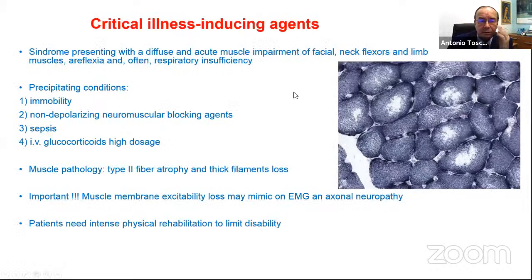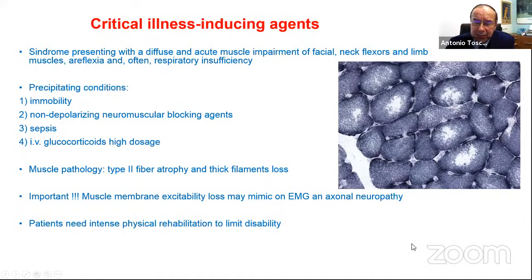And you know that there are several inducing agents for this critical illness, especially non-depolarizing neuromuscular blocking agents or very high dosage of steroids, but also in this situation in ICU, unfortunately, not difficult to get sepsis, and also the immobility is something that can aggravate the situation. So if you look at the slide on the right-hand side, you see that there is a lack of intermyofibrillar components in the middle of the fiber, and this was evidence of thick filament loss that was confirmed by electron microscopy. There was a type 2 fiber atrophy, and this was the basis for the diagnosis of critical illness.